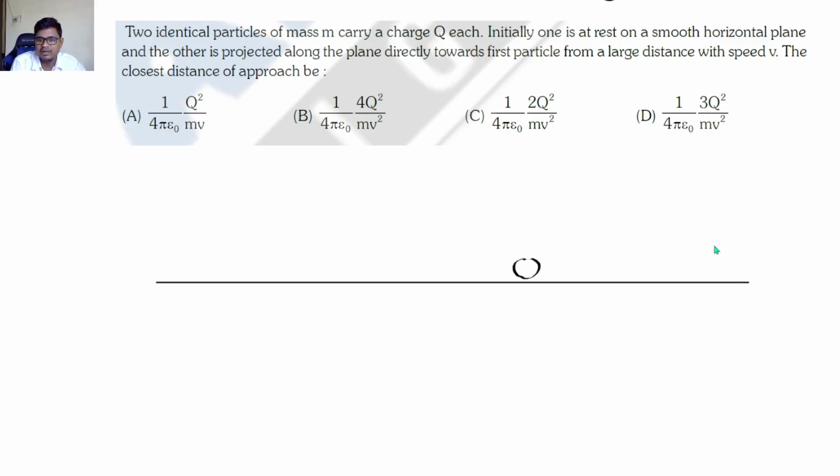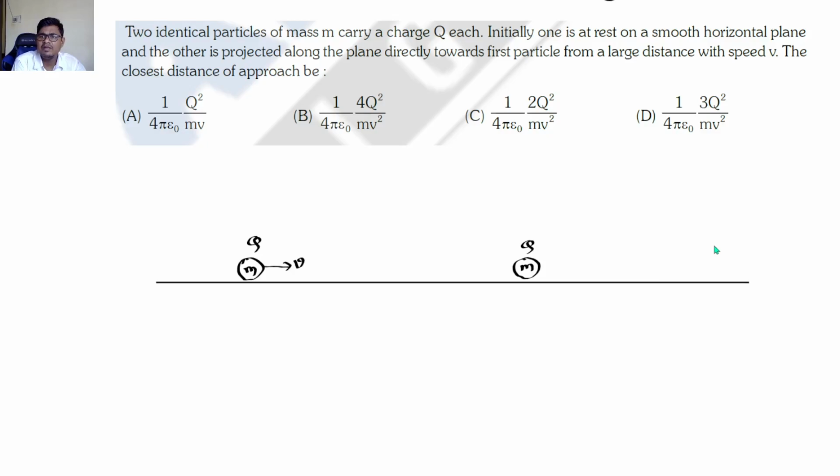So this is a particle here that has a mass of m and that carries a charge q, and this is another particle of mass m that carries a charge q here. Now one is at rest on a smooth horizontal plane and the other is projected along the plane directly towards the first particle from a large distance with a speed of v. So this particle is heading towards it with a speed of v.